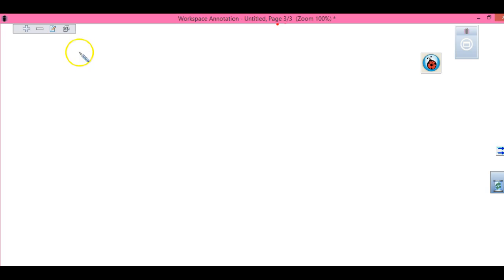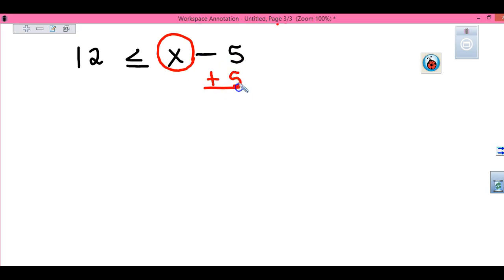Let's solve 12 is less than or equal to x minus 5. So we need x by itself. I mean, we have to add 5 to both sides. 17 is less than or equal to x.